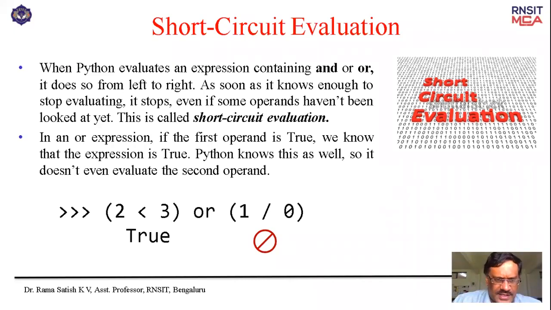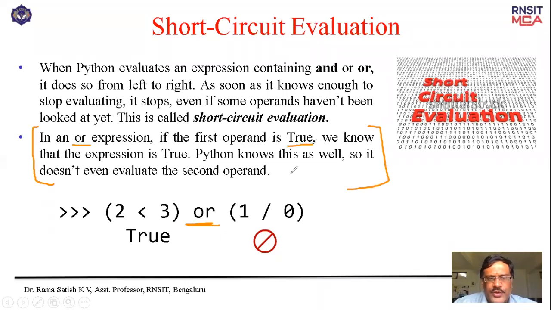So look at this. If you have paper and pen, write down this short circuit statement, a very, very important statement. In an OR expression, if you have OR in between two expressions and the first operand is true, we know that true ORed with anything is always true. So we know that expression is true.